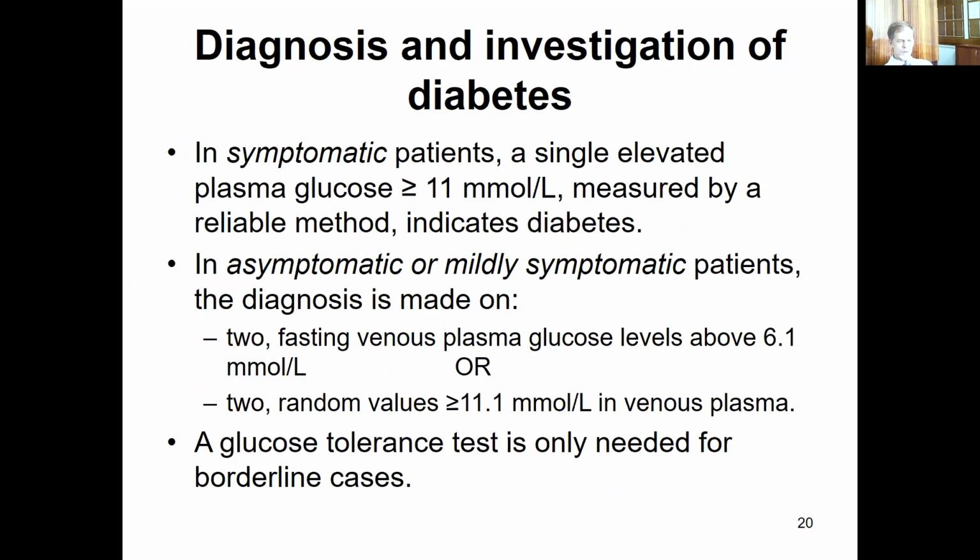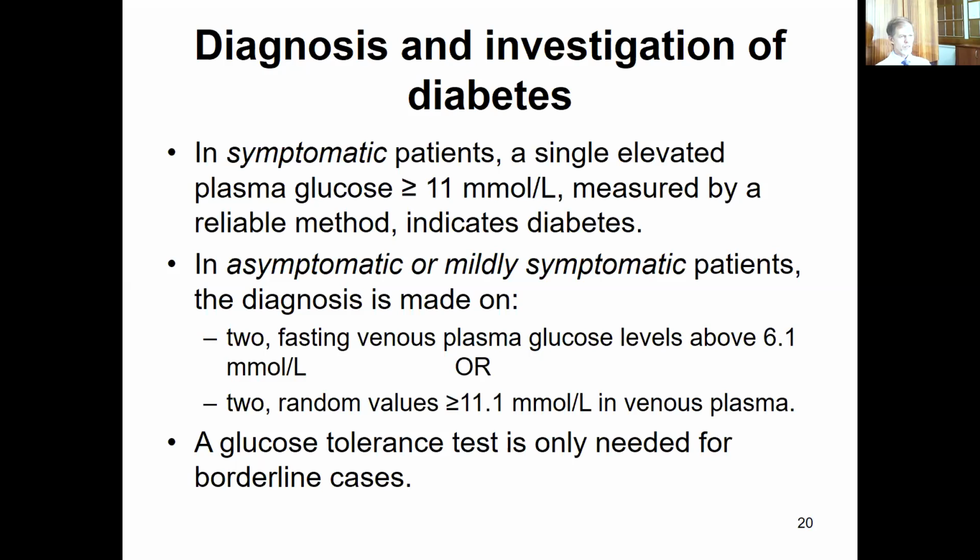How to diagnose diabetes? Diagnostic values for diabetes. Again, remember the definition. Diabetes is chronic hyperglycemia. That's why, on one hand, it's very easy to detect diabetes. Just measure sugar levels. Remember numbers. In symptomatic patients, a single elevated plasma glucose more than 11 millimoles per liter measured by a reliable method indicates diabetes.